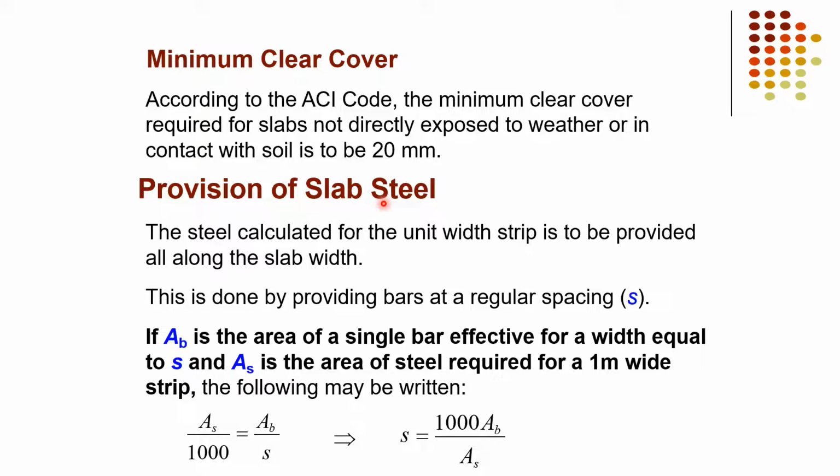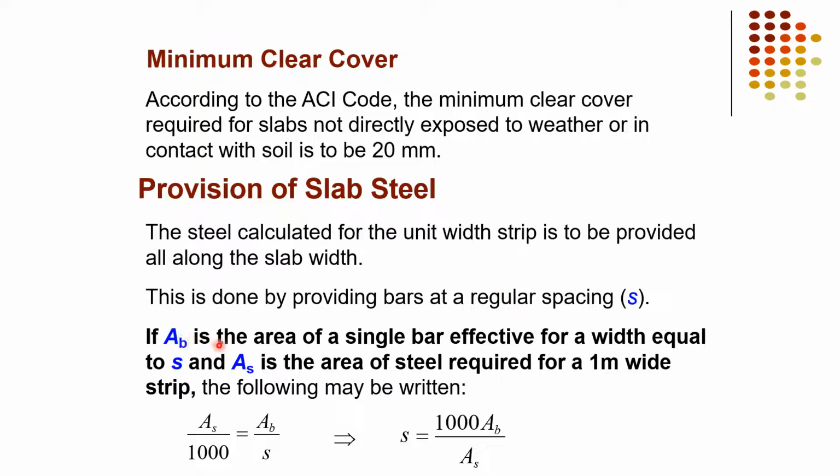So, provision of slab steel. How to calculate the slab steel? The steel calculated for the unit width strip is then distributed to the whole slab, along the slab width. This is done by providing bars at a regular spacing S. How to calculate the spacing of bars?